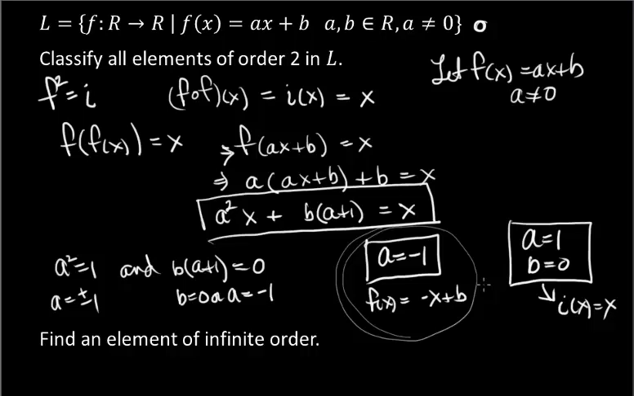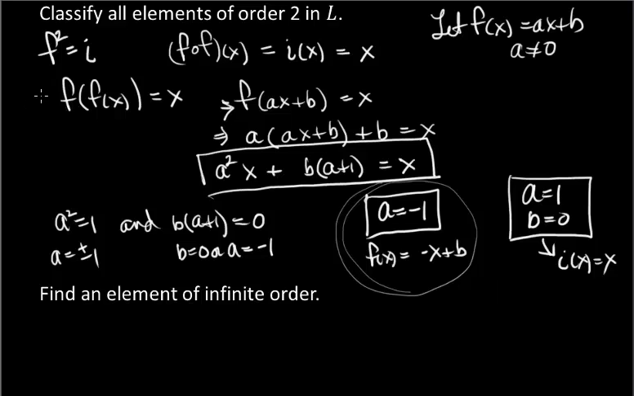And I suggest that you take, let f of x be minus x plus 4 and compose it with itself and see that you do get x. In other words, f composed with f is equal to little iota.